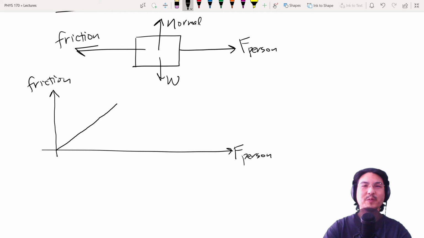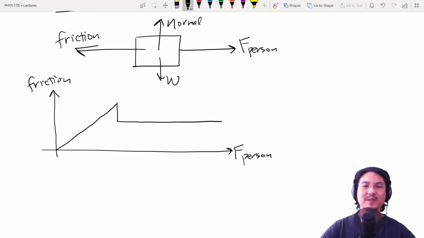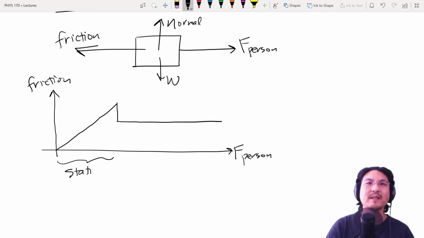Until at some point you pull with enough force, and the box actually starts sliding. And then that friction will be called kinetic friction. The weird part is, it actually takes less force to keep it sliding than it did to get the box moving in the first place. So this region here is static, and then here is kinetic.